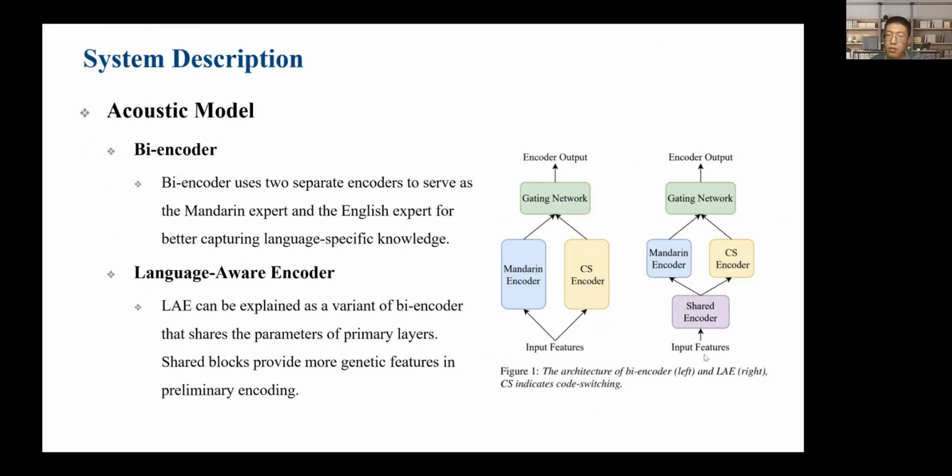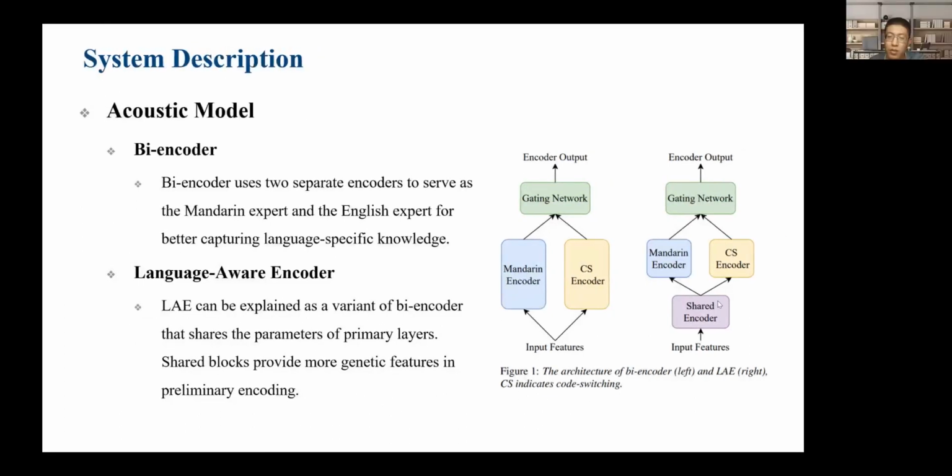In this part, we present our ASR approaches explored in this challenge. Our systems mainly consist of acoustic models, language models, and model fusion. As for acoustic models and language models, various architectures and training strategies are utilized. For acoustic models, we tried three variants of the encoder, including bi-encoder, language-aware encoder, and mixture of experts, which can lead to various outputs.